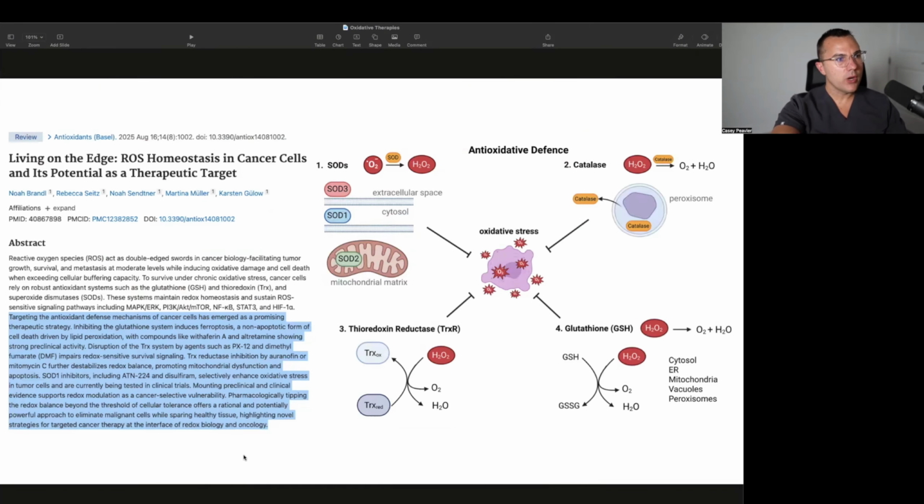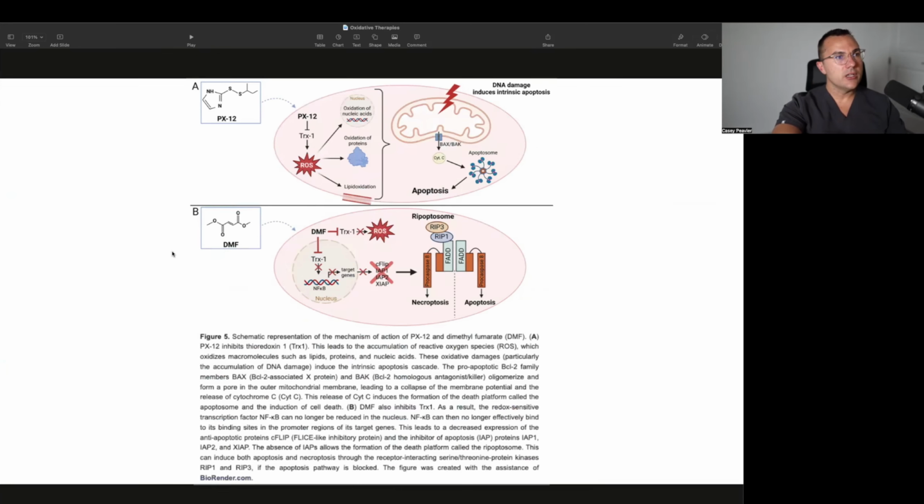And if you remember, when I read the abstract on the live stream, which did not go very far, I read about PX12 and DMF, which stands for dimethyl fumarate, the two that are listed on this particular graphic. It says here: schematic representation of the mechanism of action of PX12 and dimethyl fumarate. A, the top picture. PX12 inhibits thioredoxin 1. This leads to the accumulation of reactive oxygen species, which oxidizes macromolecules such as lipids, proteins, and nucleic acids. These oxidative damages, particularly the accumulation of DNA damage, induce the intrinsic apoptosis cascade.